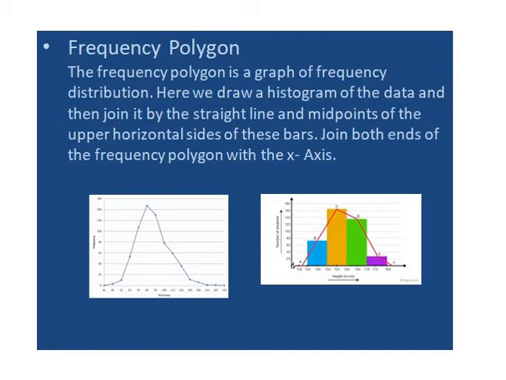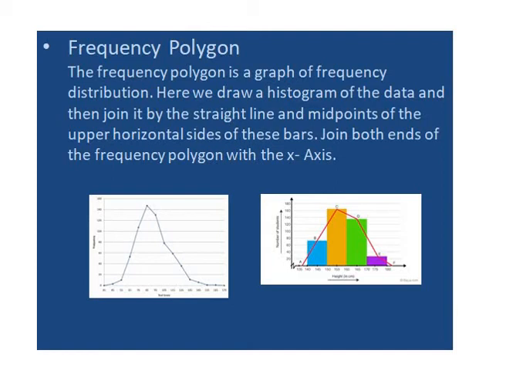The frequency polygon is a graphical representation of a frequency distribution. Here the histogram of data is shown, and we join a straight line at the midpoint, the middle point of each bar. It joins the midpoints of the bars and comes down to both ends of your x-axis. That is your frequency polygon.